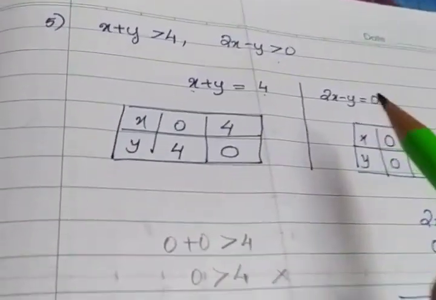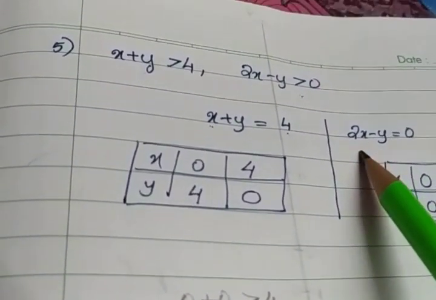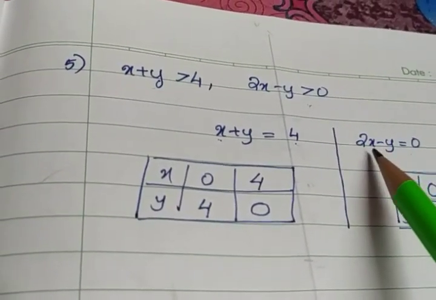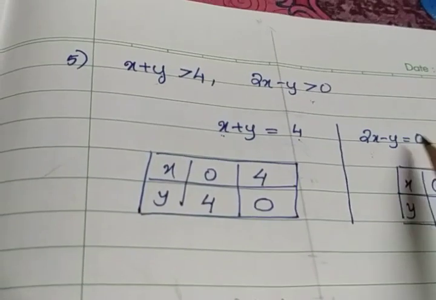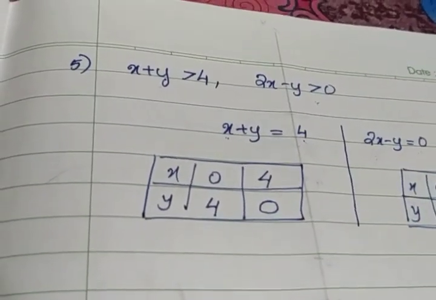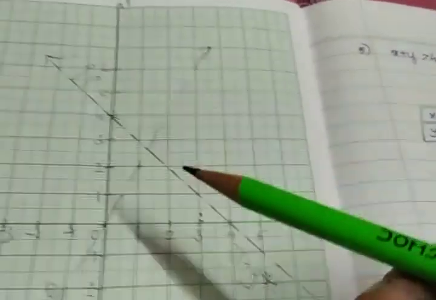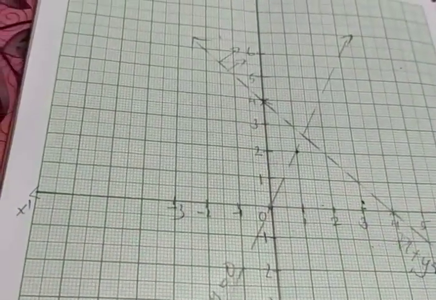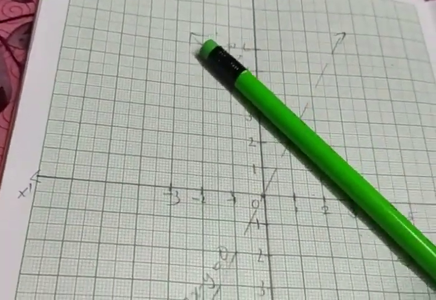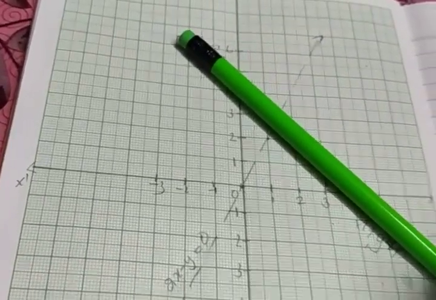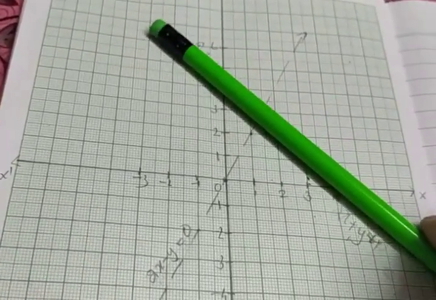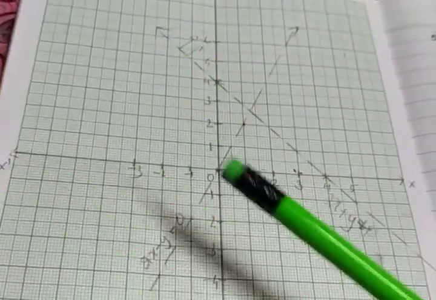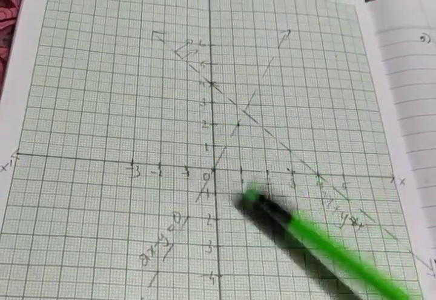For the second one, when we put the value 0, what we are getting is 0 greater than 0, isn't it? 0 greater than 0 is not a correct inequality. Before that, the line itself passes through the point 0, 0. Till the previous question, or till this line, the plane was divided into 2, in which in one portion 0, 0 does not lie and in another portion 0, 0 lies. That was the case till this question.